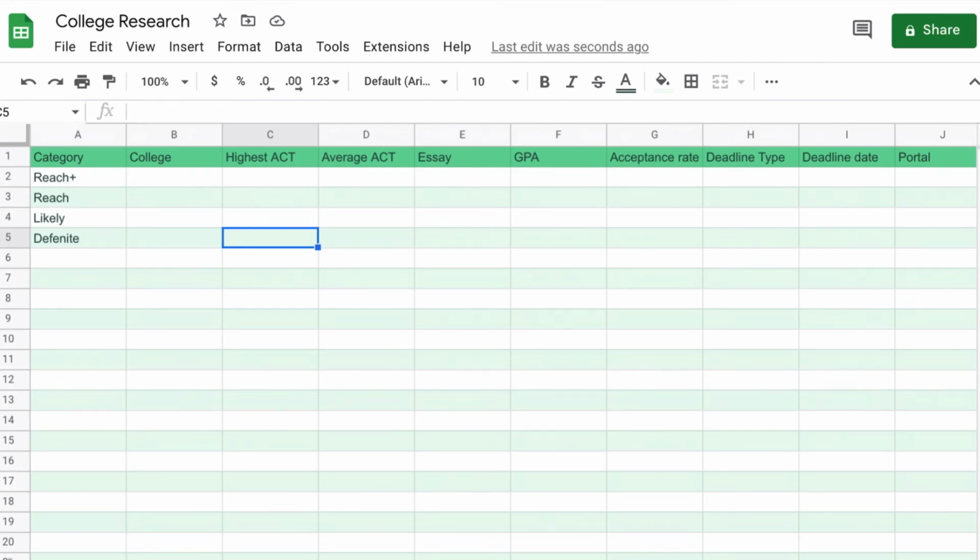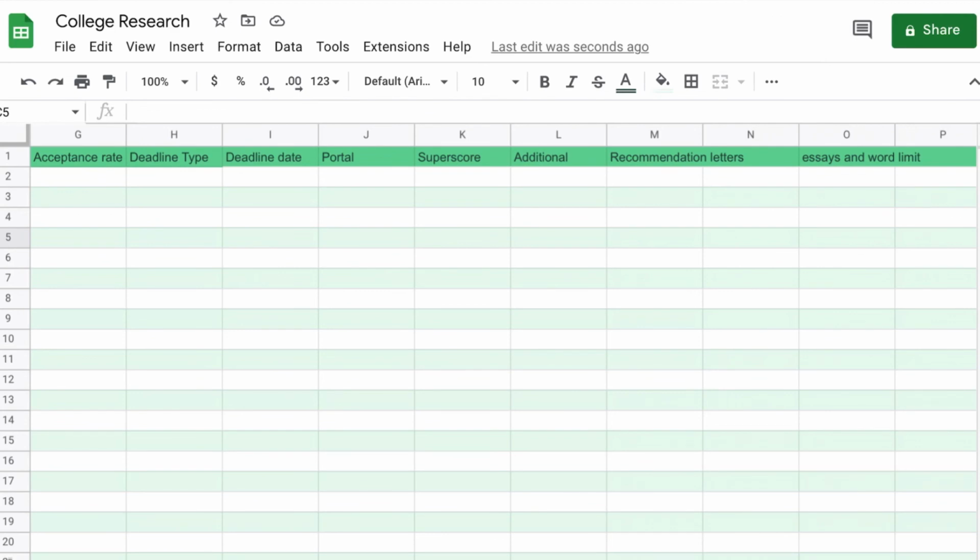See if they accept superscores or not if you're taking the ACT. See if they require any additional materials that you need to submit to them. A lot of higher-up colleges and universities do ask for recommendation letters, so make sure to see if they do and how many you need, and make sure to ask the teachers ahead of time. And one of the main things is to see how many essays they require and what the word limits are.